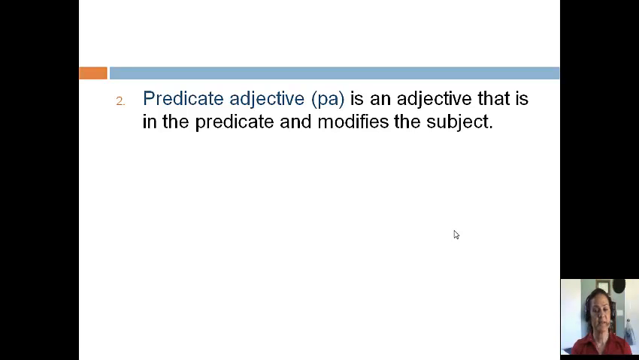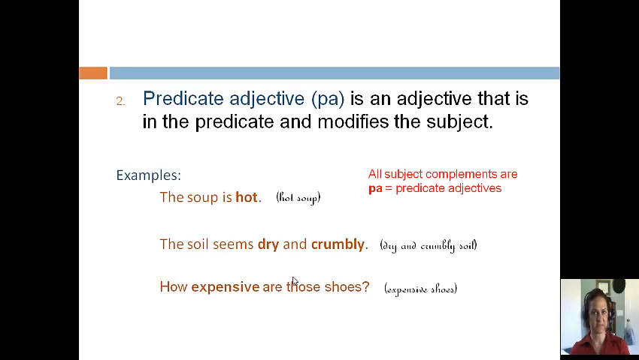The soil seems dry and crumbly. How expensive are those shoes? In all of these, we've got adjectives that are in our predicate, so we call them predicate adjectives.